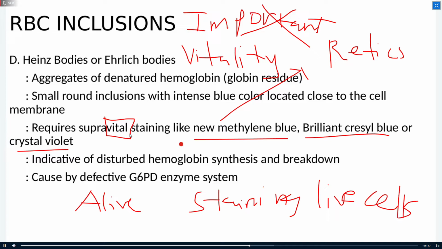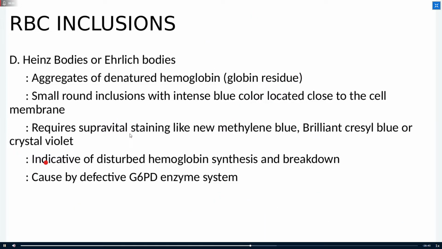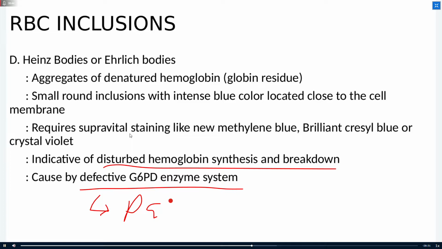So your Heinz bodies, class, or Ehrlich's bodies, can be demonstrated via supravital staining like new methylene blue and brilliant cresyl blue. Heinz bodies can be indicative of disturbed hemoglobin synthesis and breakdown caused by defective G6PD enzyme system. Class, what pathway ulit? If you still remember. Alright. Yeah, HMP. Very good.